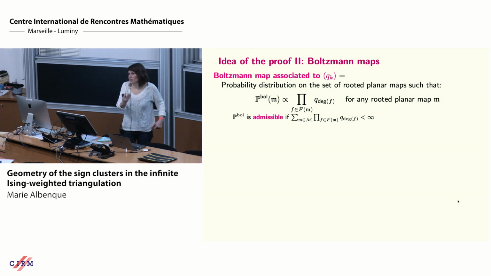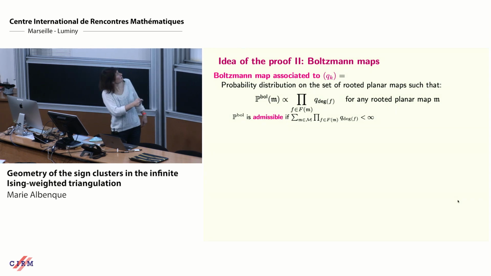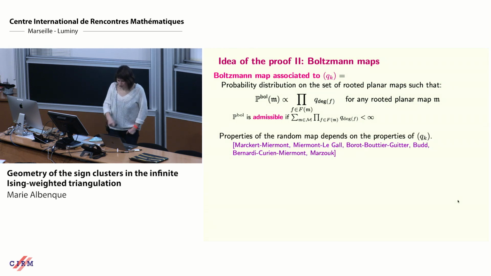So you just need to be able to prove that this quantity is finite, so you can turn this rough definition into a proper probability distribution. Okay, and then we can rely on many works about the behavior of Boltzmann random maps, which were introduced, I think, by Bernardi and Mireille at the beginning, then studied by Grégory and Jean-François, and then also in this paper by Bouttier, and a lot of results in a very general setting by Marzouk.